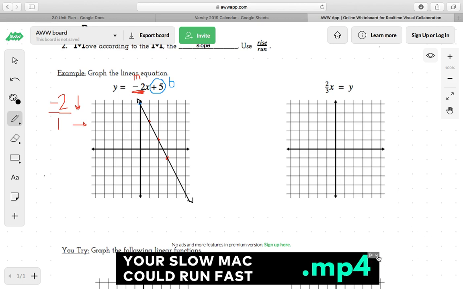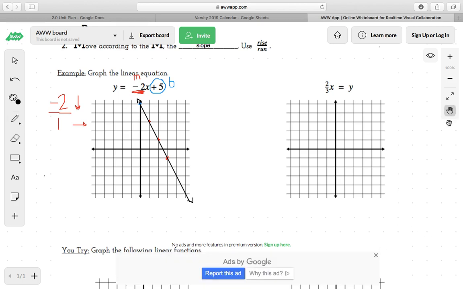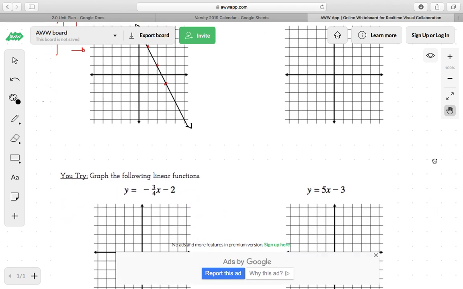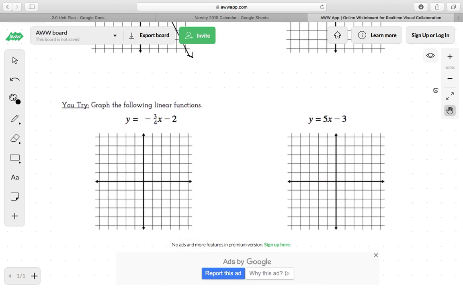So what you're going to do now is you're going to pause the video and you're going to do the U-try right below it. So right below we have y equals negative 3/4 x minus 2. So begin with your b, start at your b, and move with m. And then after we resume the video, you can check your answer.